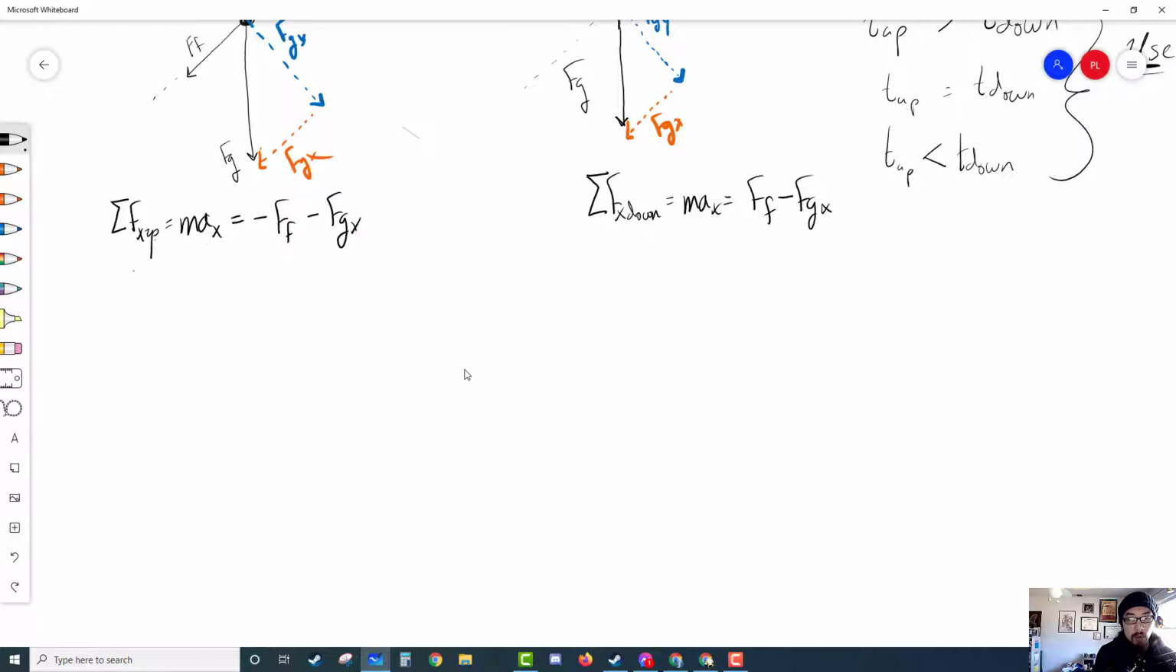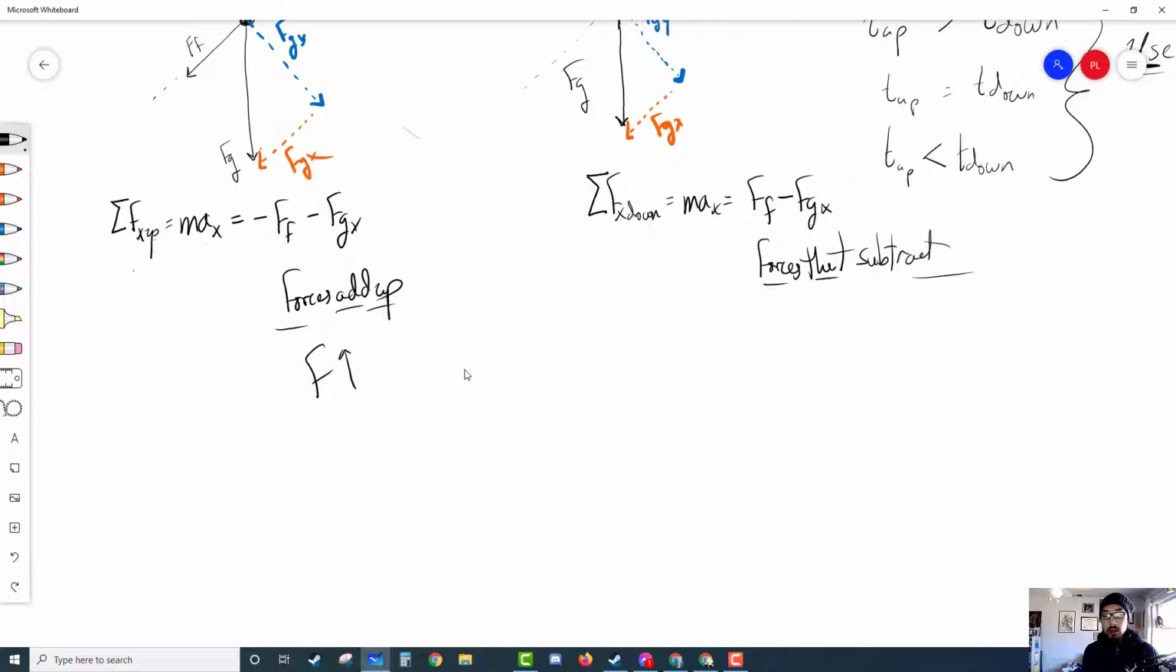So here we have forces that add up, so we will have a greater force. So forces will increase. Here we have forces that subtract, or that deduct from each other. And so here we have a total net force that will decrease.